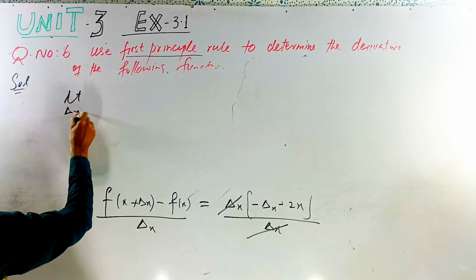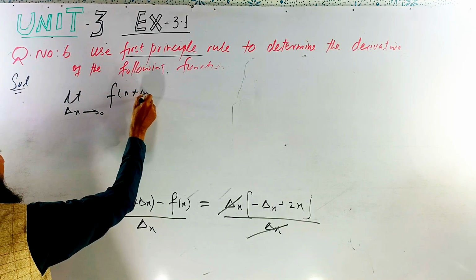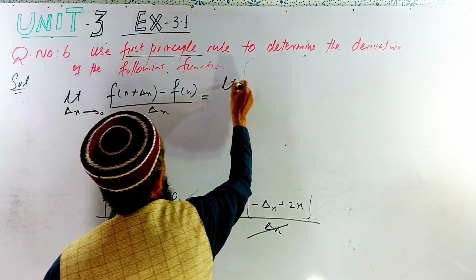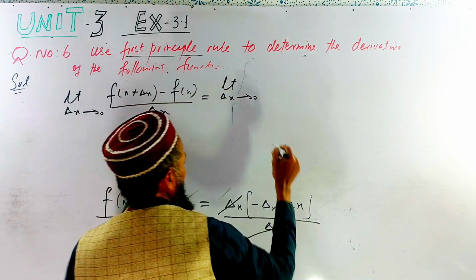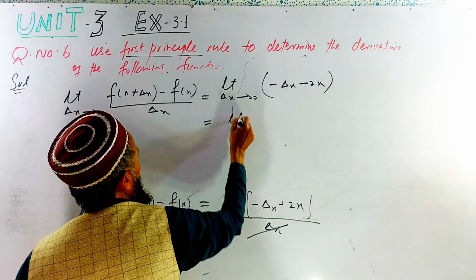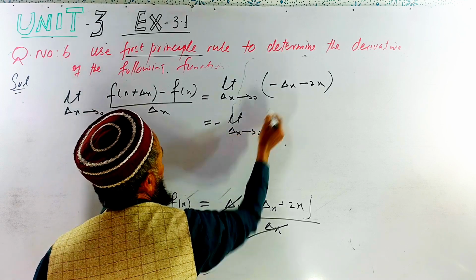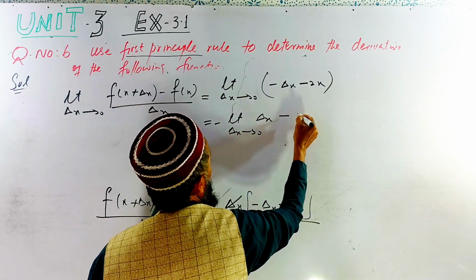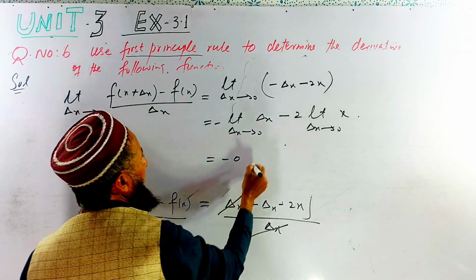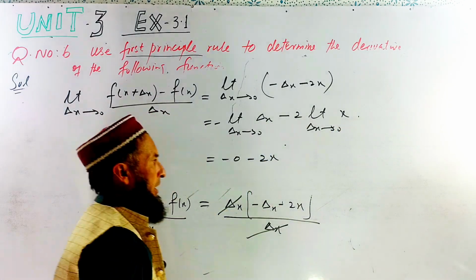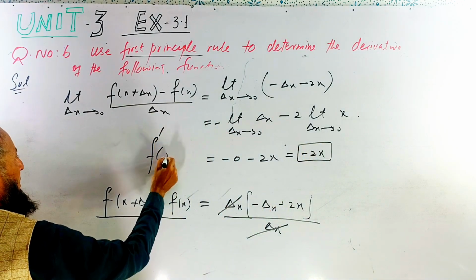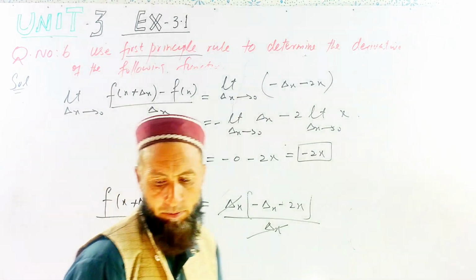Limit delta x tends to 0 of f of x plus delta x minus f of x divided by delta x is equal to limit delta x tends to 0 of minus delta x minus 2x. Now applying the limit, delta x tends to 0 in minus delta x, and in minus 2x there is no delta x available. So we get minus 0 minus 2x, that is minus 2x is the answer. This is the first derivative using the first principle.